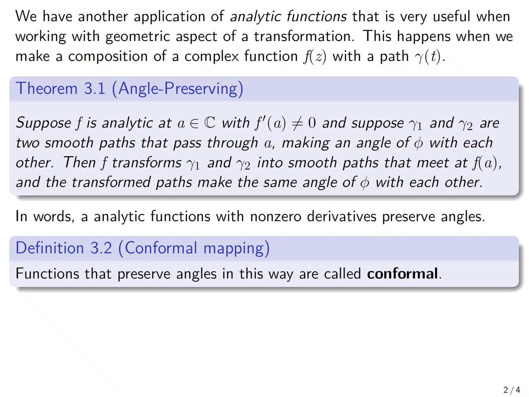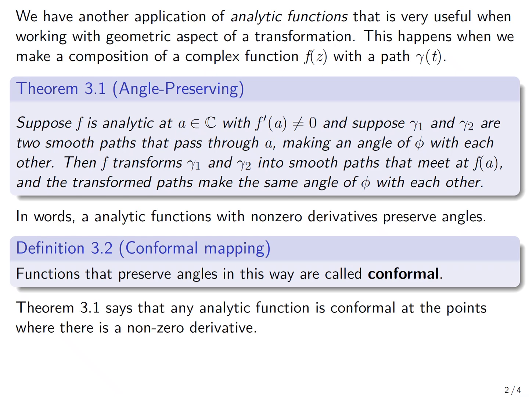So we have this interesting definition. The functions that preserve angles are called conformal. So we call these conformal mappings. The angle is preserved when you transform. And theorem 3.1 says that any analytic function is conformal at the points where there's a non-zero derivative.